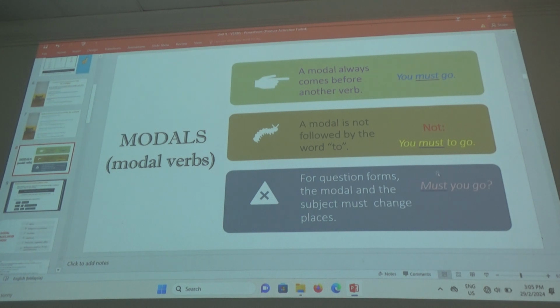Okay, but for question forms, then you change. Must you go? Shall we play football? Is that okay now? So in between put the subject. Modal verb first in a question, subject, and then only main verb. Correct? Okay?